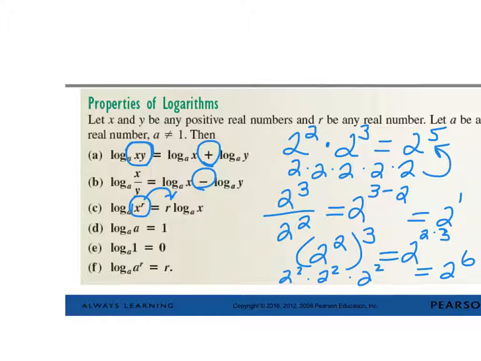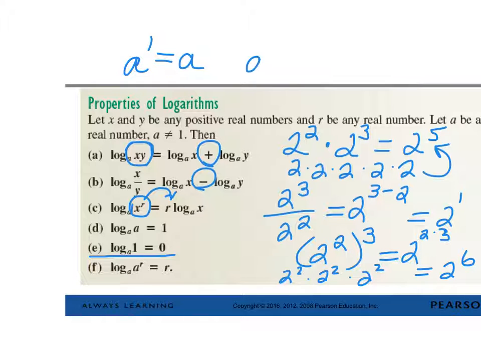D says that a to the first is a. We know that's true because anything raised to the first power is the same as itself. So if the base and what you're taking the log of are identical, then the result is going to be 1.